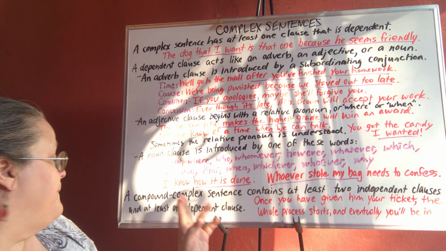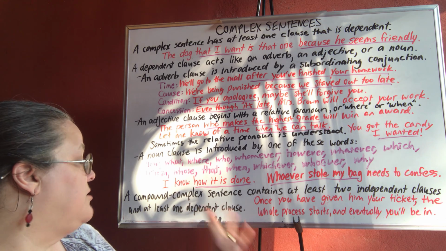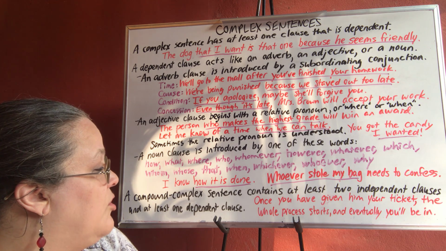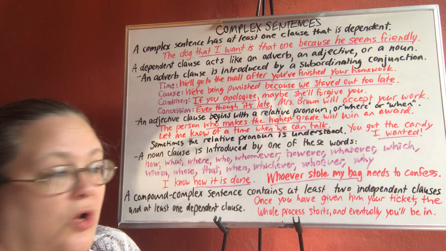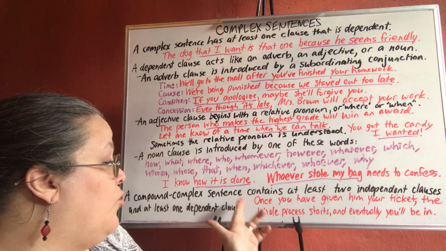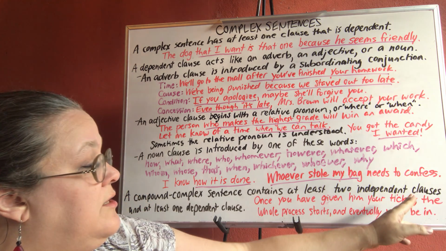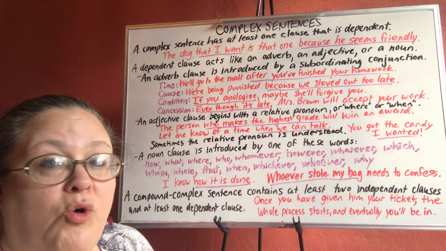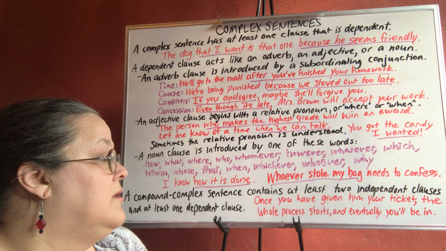Okay? A compound complex sentence contains at least 2 independent clauses and at least 1 dependent clause. So in this sentence, we have, once you have given him your ticket, that is a dependent clause because you can't just say that. Once you have given him your ticket, what? Okay? So with the word once being the weakening word there, that makes this the dependent clause, and with the comma you can kind of tell that. The whole process starts is an independent clause. It can stand alone as a sentence.